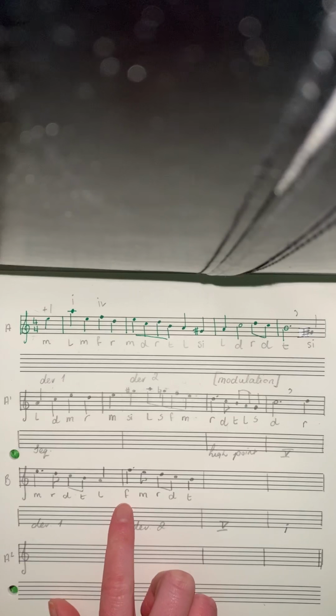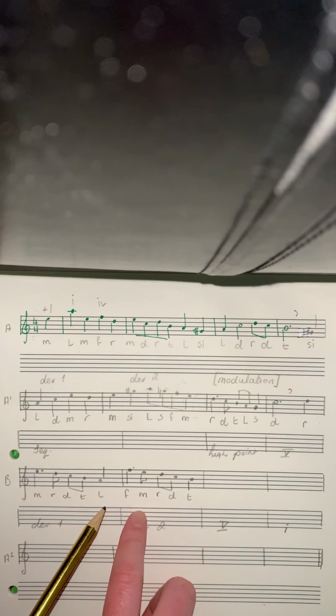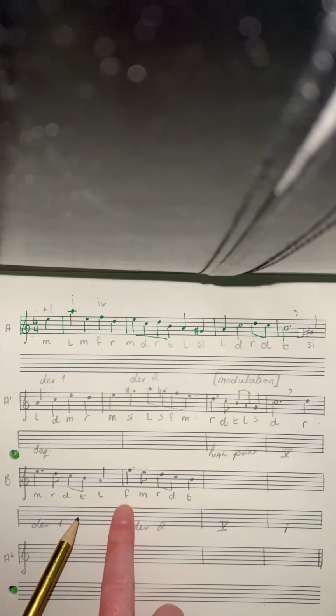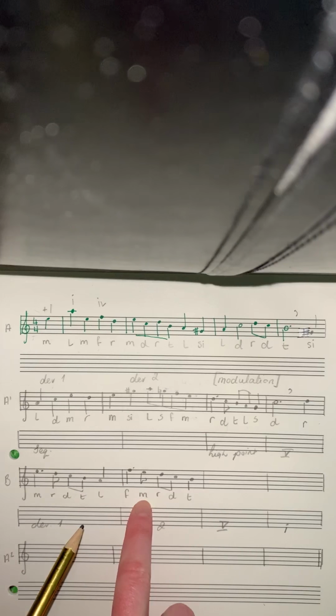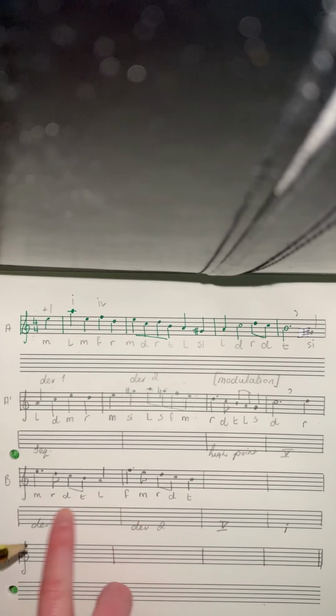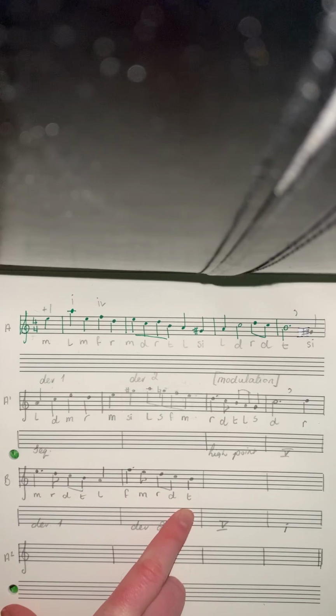Now, fa is fa there and not fi, because it is not followed by a raised so, it's followed by mi. The only reason I would raise that to a fi instead of a fa is if this very next note was raised so, or si. It's not, so I just do fa. Mi, re, do, ti, la, fa, mi, re, do, ti, so.